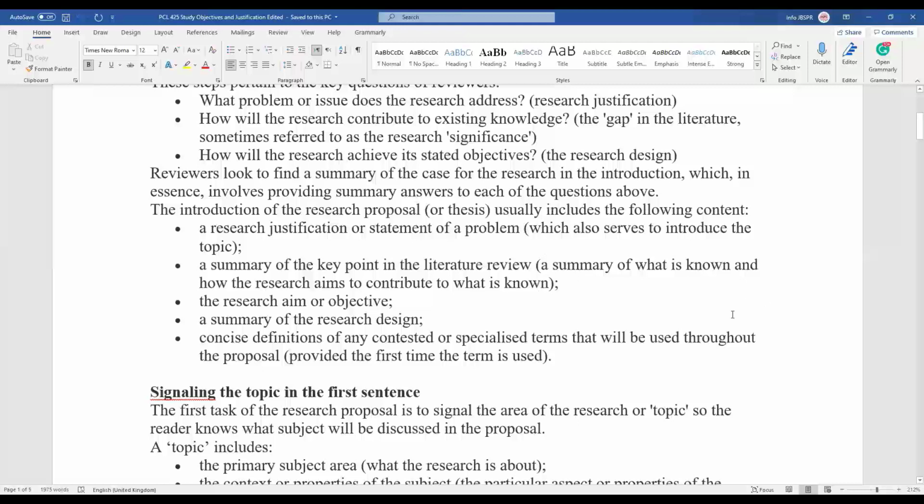So in the introduction of a research proposal or thesis, usually it will have the following: research justification or statement of problem, a summary of key points in the literature review, that is what is known and how the research aims to contribute to what is known. The research aim or objective, summary of the research design, and concise definition of any specialized terms that will be used. That is the one I said I was reading from PG School, which talks about operational definition of terms.